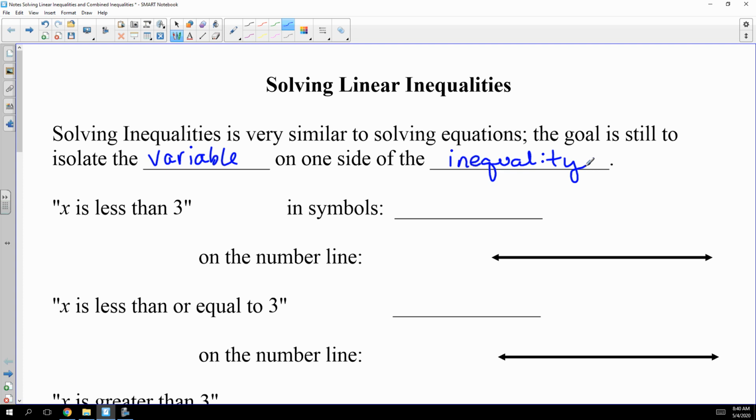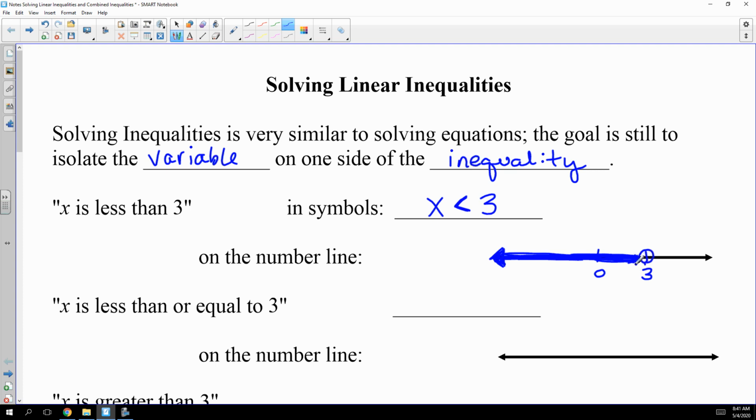So if you say x is less than 3 in symbols, that looks like x is less than 3. The symbol always points to the smaller one. And remember that you read from left to right. So if your variable ends up on the right side, then you may want to just reverse the order. If we look at that on a number line, if this is 0 and here's 3, we would put an open circle at 3. And we would shade everything on the number line to the left of 3 because that represents all the values that are less than 3 and not including 3, which is why we have an open circle at 3.